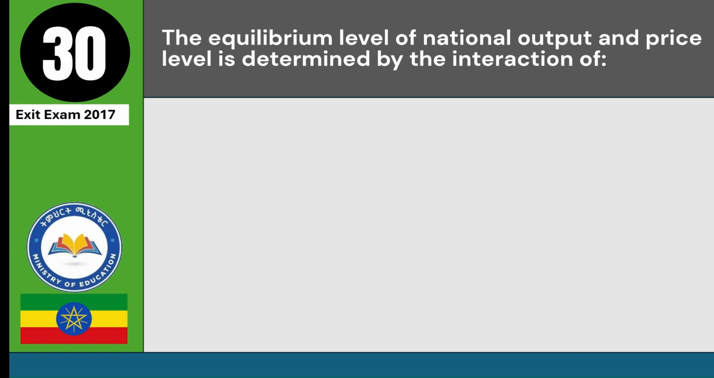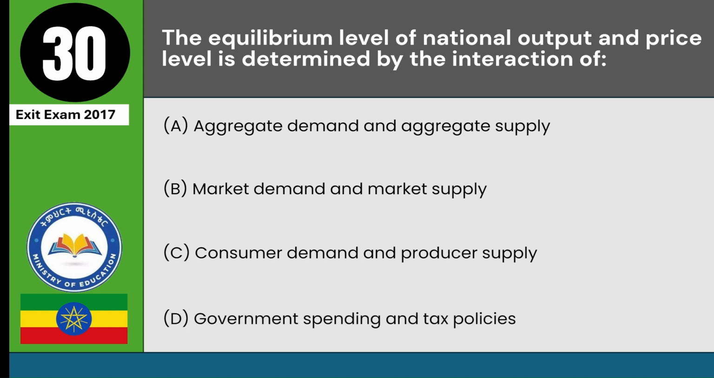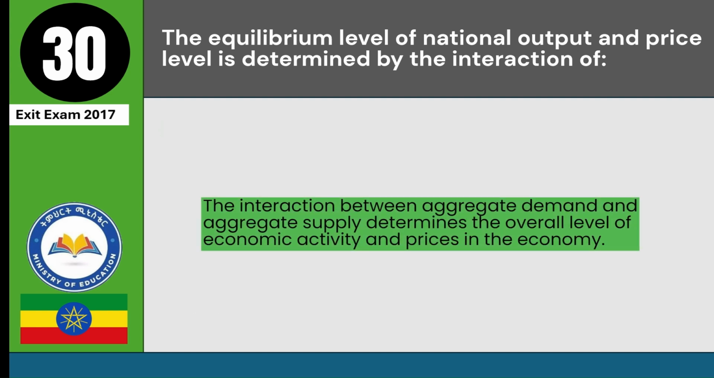The equilibrium level of national output and price level is determined by the interaction of A. Aggregate demand and aggregate supply. B. Market demand and market supply. C. Consumer demand and producer supply. D. Government spending and tax policies. Answer A. The interaction between aggregate demand and aggregate supply determines the overall level of economic activity and prices in the economy.